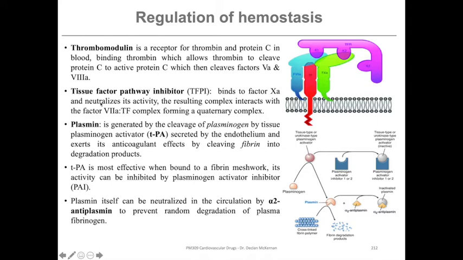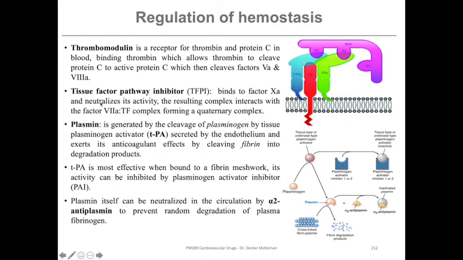Thrombomodulin is a receptor for thrombin and for protein C in the blood, binding thrombin, which allows thrombin then to cleave protein C to active protein C, which is able to cleave factors 5A and factor 8A. Tissue factor pathway inhibitor, or TFPI, binds to factor 10A and neutralizes its activity. The resulting complex interacts with factor 7A and TF complex, the tissue factor complex, forming what is called a quaternary complex, which consists of 4 proteins, shown in the diagram on the top right.